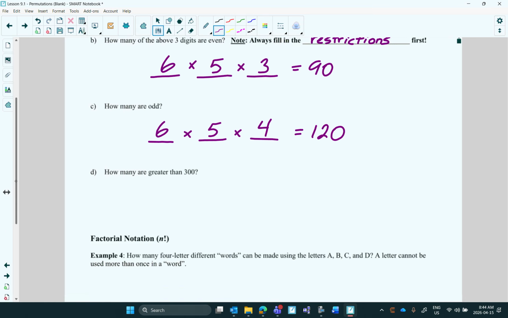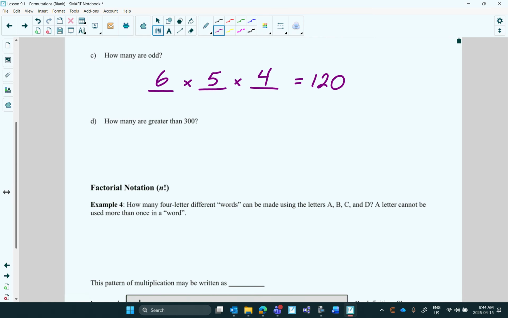Last question in this example, how many are greater than 300? So that's a restriction. But what position does that affect? The first one, right? Because it has to be greater than 300. So how many possible digits could I use here? 3, 4, 5, 6, or 7.